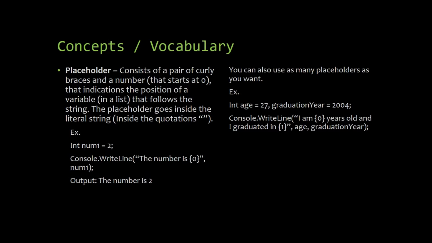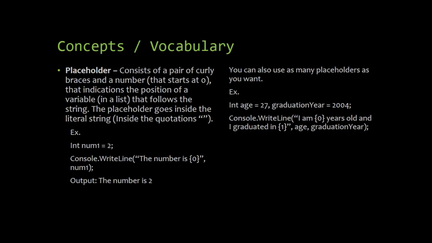But what if we had more than one? Well, look at this scenario. If you had 2 integer variables, one named age, which equals 27, and one named graduationYear, which equals 2004. By the way, graduationYear is in camel casing. When we do the Console.WriteLine, I am placeholder 0 years old, and I graduated in placeholder 1. You notice that I put age first in my list, and then graduationYear, so there are 2 variables in my list. Age represents placeholder 0 because everything starts at 0, and then graduationYear represents placeholder 1.